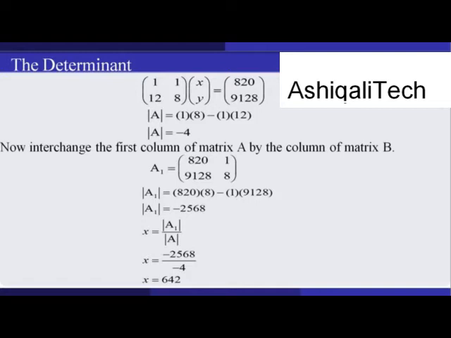Now interchange the first column of matrix A by the column of matrix B. So A1 is equal to 820, 9128. First column is interchanged and the second column is itself 1, 8. So therefore determinant of A1 is equal to minus 2568. Now x is calculated by dividing the determinant of A1 by the determinant of A. That is, x is equal to minus 2568 divided by minus 4. So we get x is equal to 642.